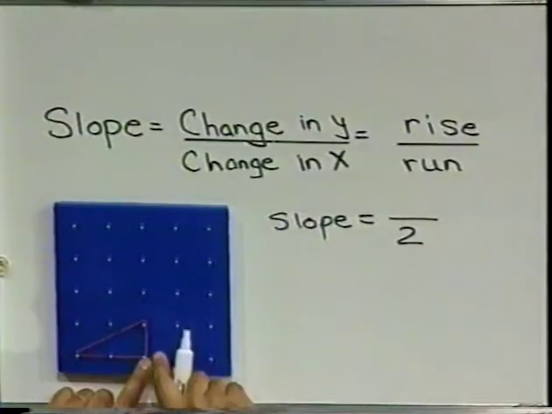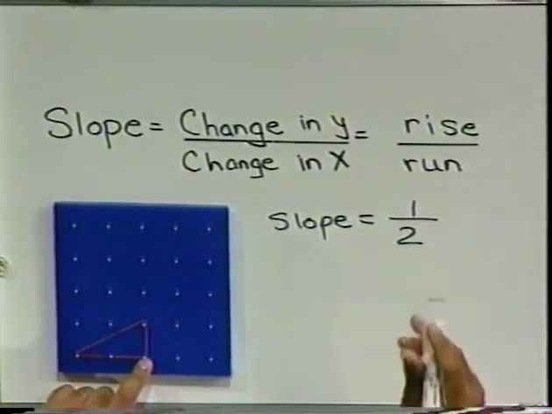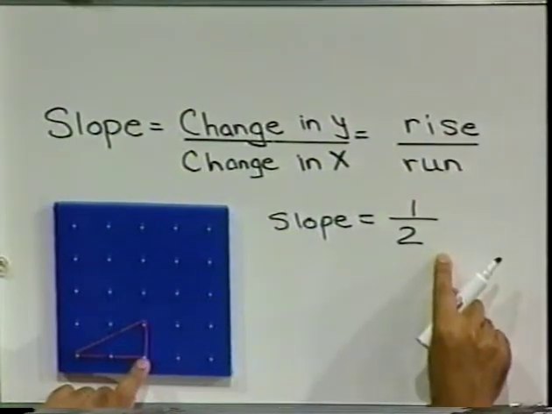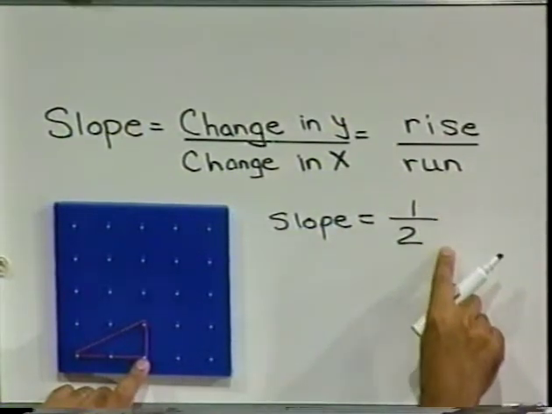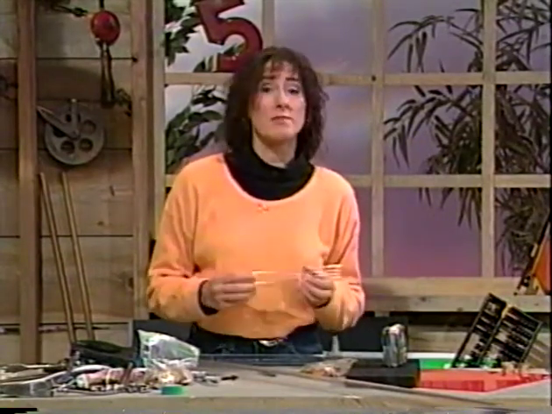The rise is 1 unit up. The slope is found by putting the rise over run, or 1 over 2, which is 1/2. As Kanwal mentioned, you can start at either end of the line to do this calculation. And as long as you pay proper attention to the signs of the numbers, you'll get the same slope.